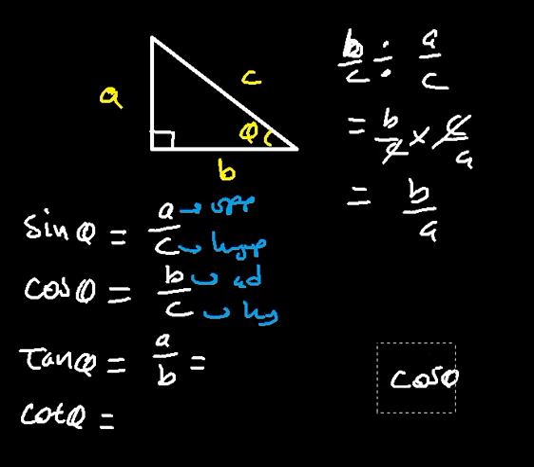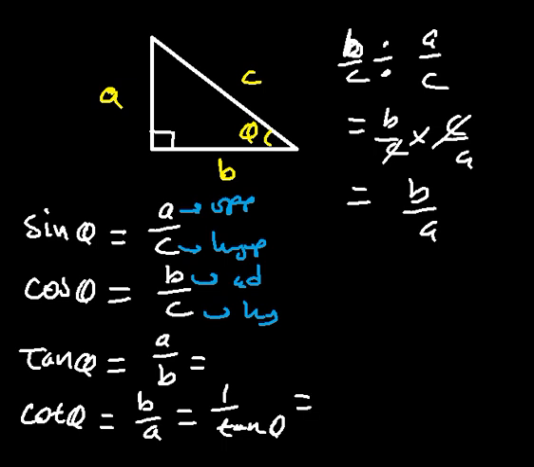So for that case, the cot theta is given as B over A, which is the same as 1 over tan theta, which is the same as cos theta over sin theta. That is in case you may need just a little part of the information about the trigonometric functions.